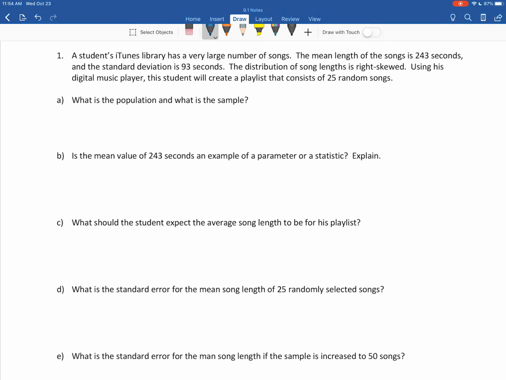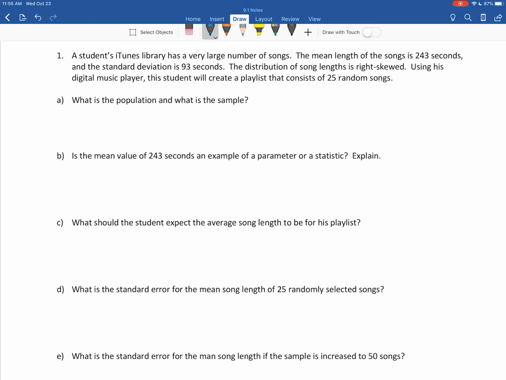Let's apply some of our new symbols and some of our new formulas to an actual problem. So in this question, we've got a student's iTunes library having a very large number of songs. I don't even know how many songs they have in their library, but they have a ton of songs. It says the mean length of the songs is 243 seconds and the standard deviation is 93 seconds. The distribution of the song lengths is right skewed.